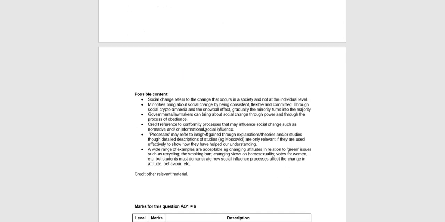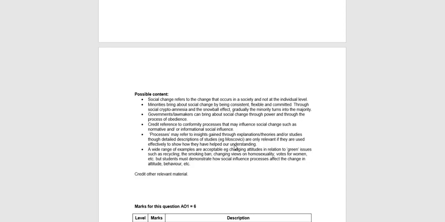So we have a look what was on the mark scheme from this sample question paper. So they've got social change refers to the change that occurs in society, not on the individual level. So it's nice to layer one. So consistent, flexible, committed, right, with the augmentation principle, through social cryptomnesia and snowball effect. Gradually the minority turns to the majority. So governments and lawmakers will then bring about legislation to help the majority become effectively law. So there are changes in the law, and people have to obey. So we've got normative information, we've made reference to the processes as well.